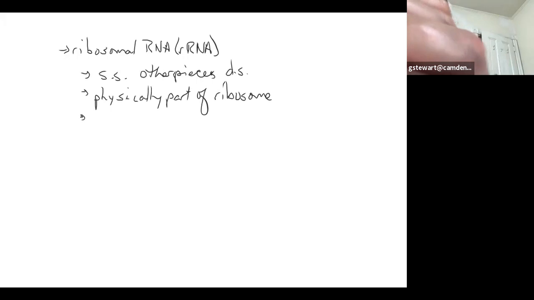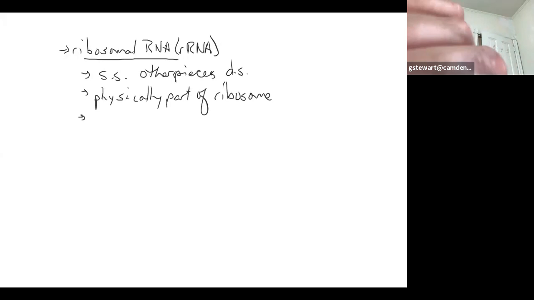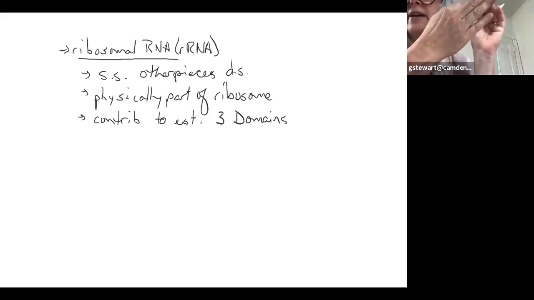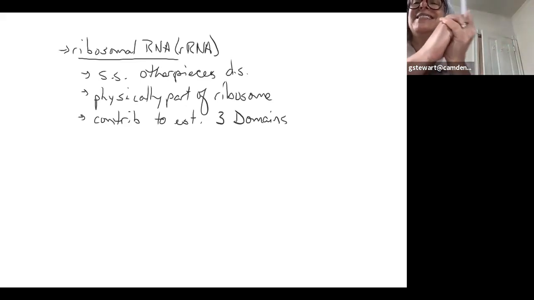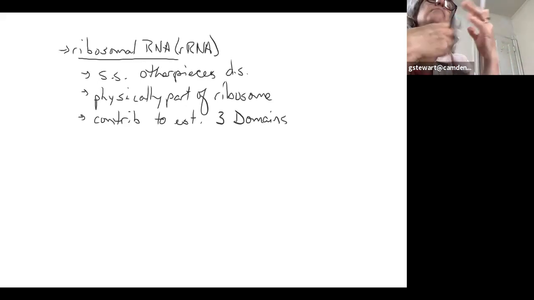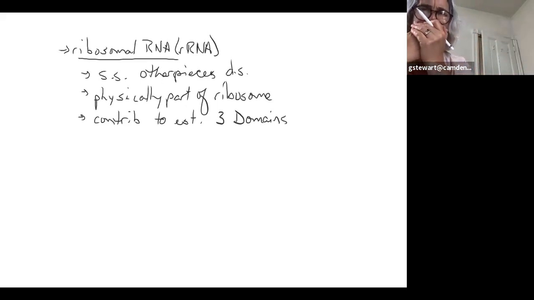And it is this ribosomal RNA was one of the first molecules that contributed to the establishment of the 3 domains for classifying living things. So bacteria, archaea, and eukarya all have distinct ribosomal RNA, and that was one of the first major molecules that helped us classify all living things into those 3 domains.